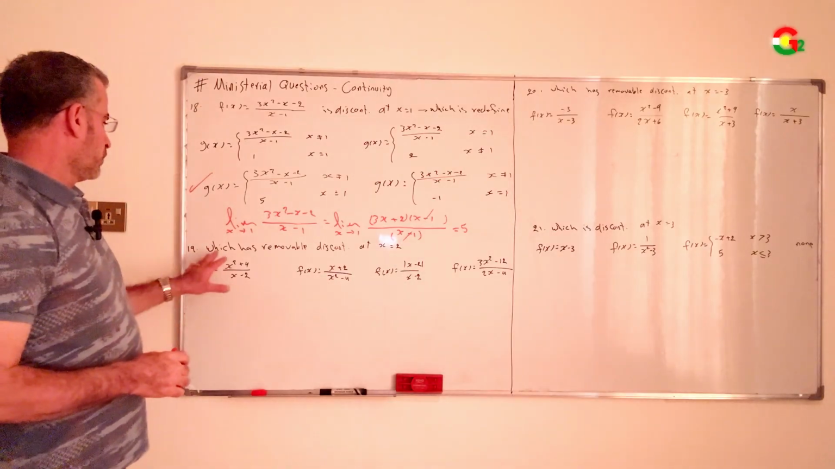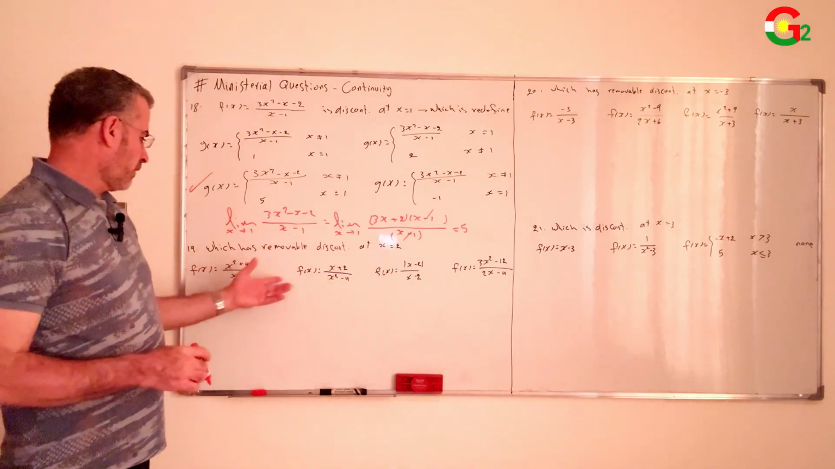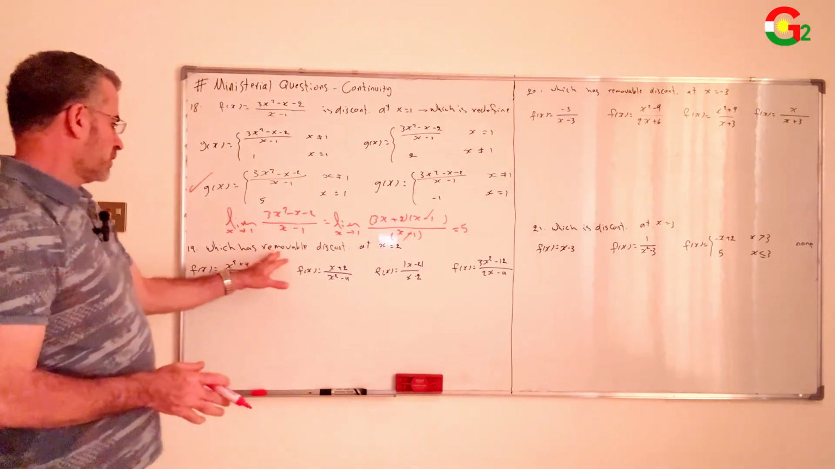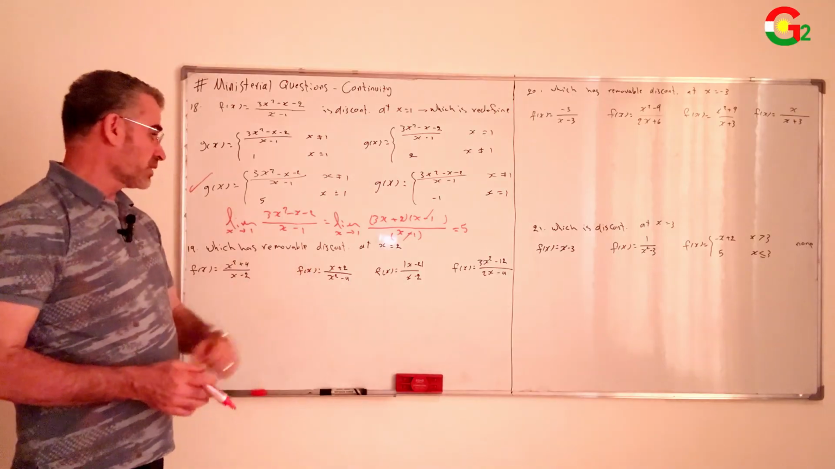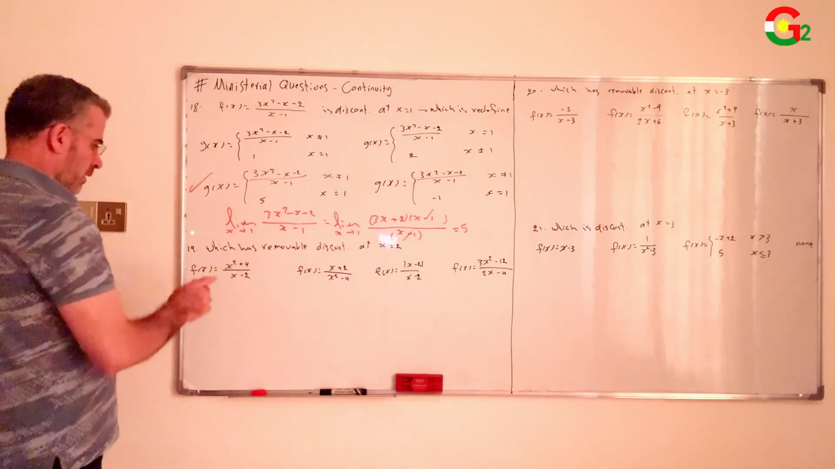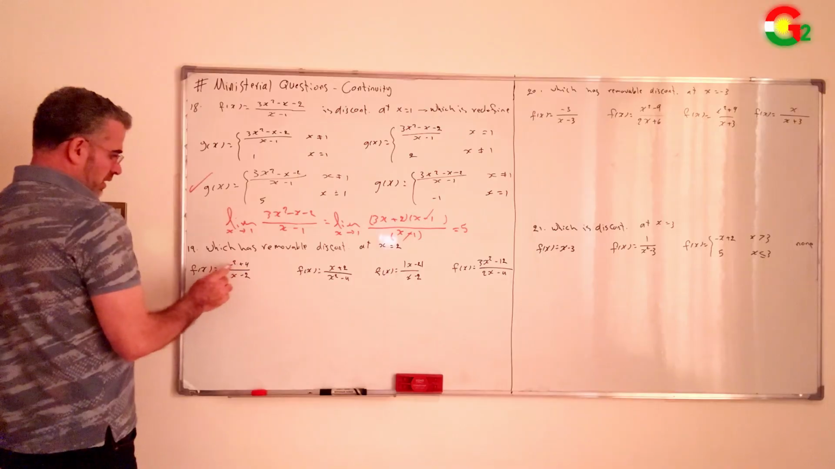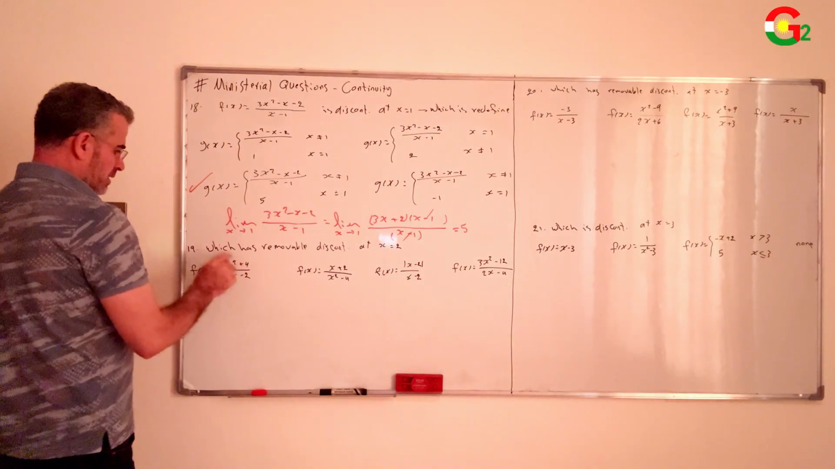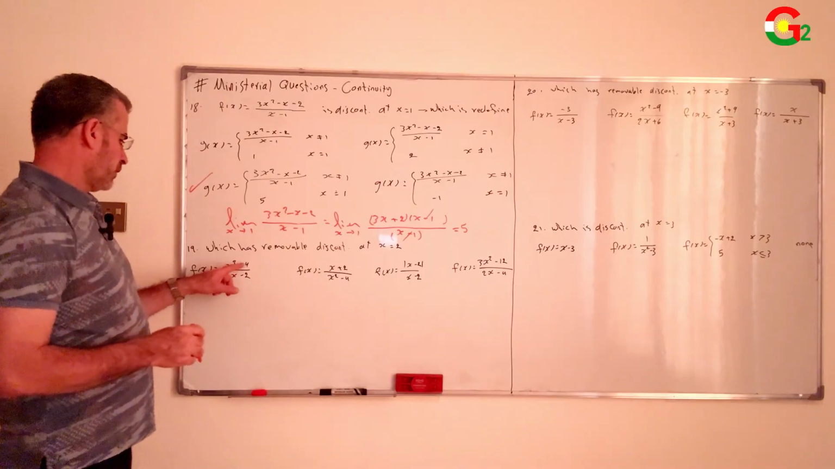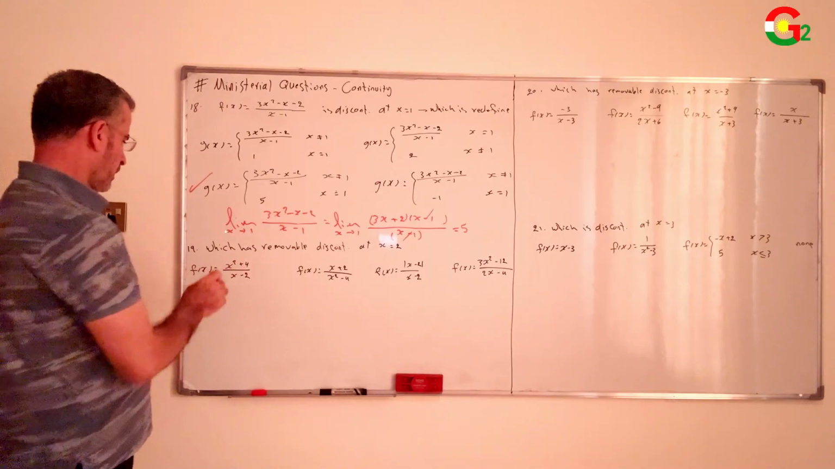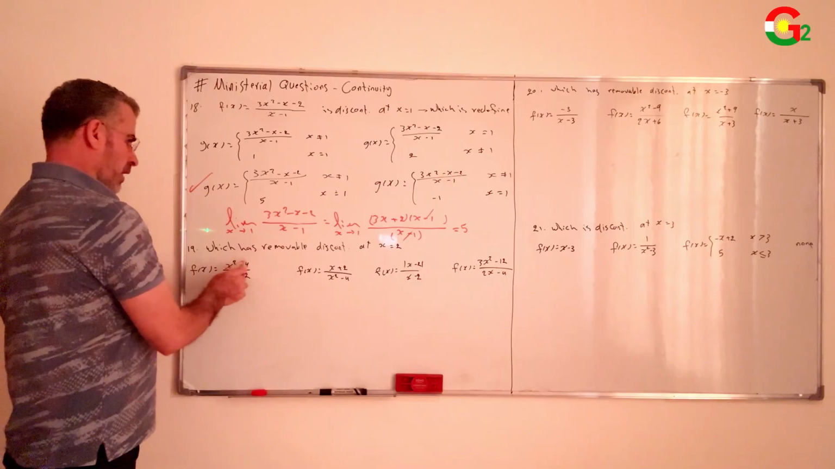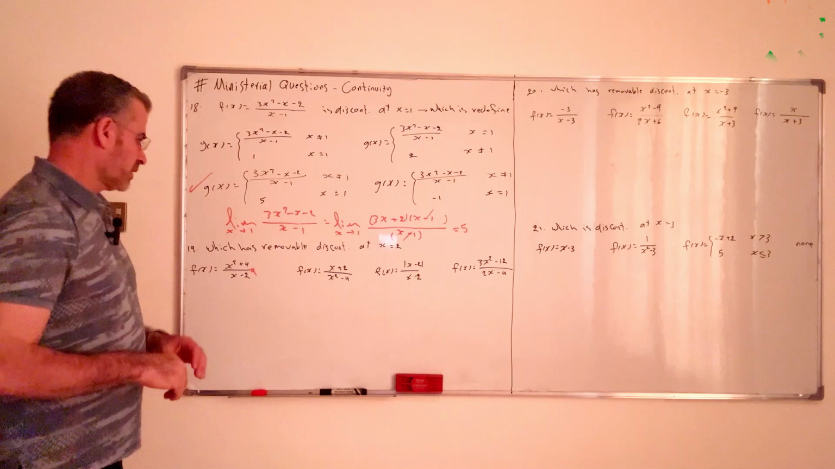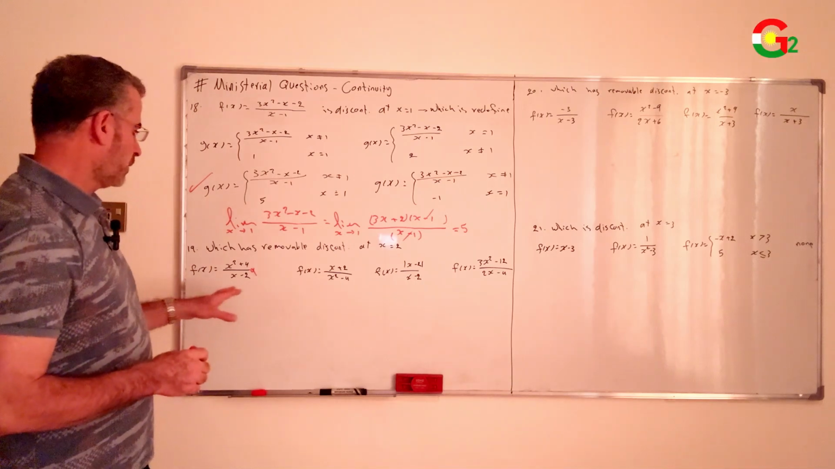Number 19. Which of the following functions has removable discontinuity at x equal to 2? Removable discontinuity means that the function has a limit when x approaches 2. As you see, for this function we cannot factorize the numerator because it is an addition of 2 squares. If we substitute every x with 2 directly, the denominator will be 0. Then this function has no removable discontinuity at 2.